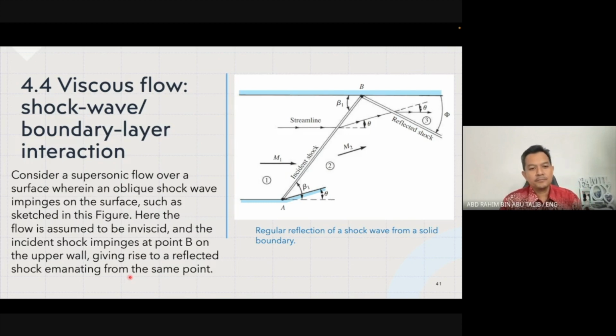So if we consider a supersonic flow over a surface wherein an oblique shock wave impinges on the surface, such as we have seen earlier in this figure in chapter 3, right? Here the flow is assumed to be inviscid and the incident shock impinges at point B. So basically, a flow starting at point A is being deflected. Okay, you have an incident shock, and then the flow is directed towards point B on the upper wall, giving rise to the reflected shock emanating from the same point.